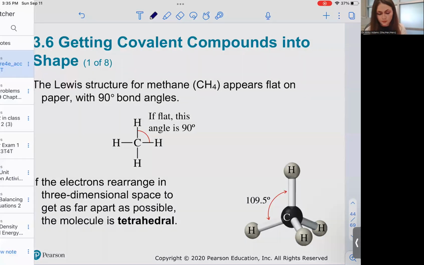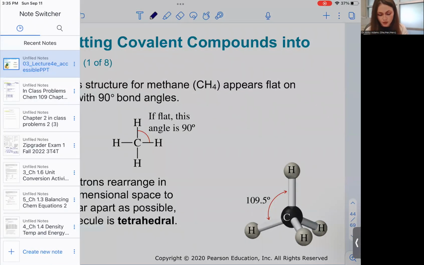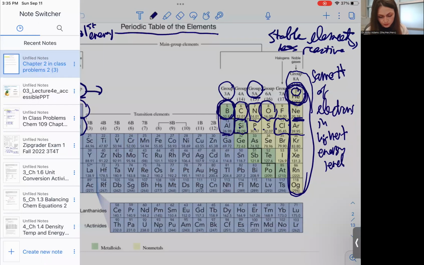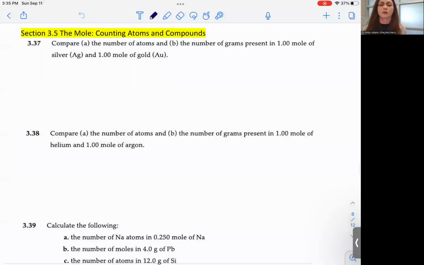So let's work a couple of problems while it's still fresh in our mind. We're just going to cement it, work some of those problems now. That's not the one that I want. This is the one. All right. So section 3.5, the mole. We're going to do 3.37 first.